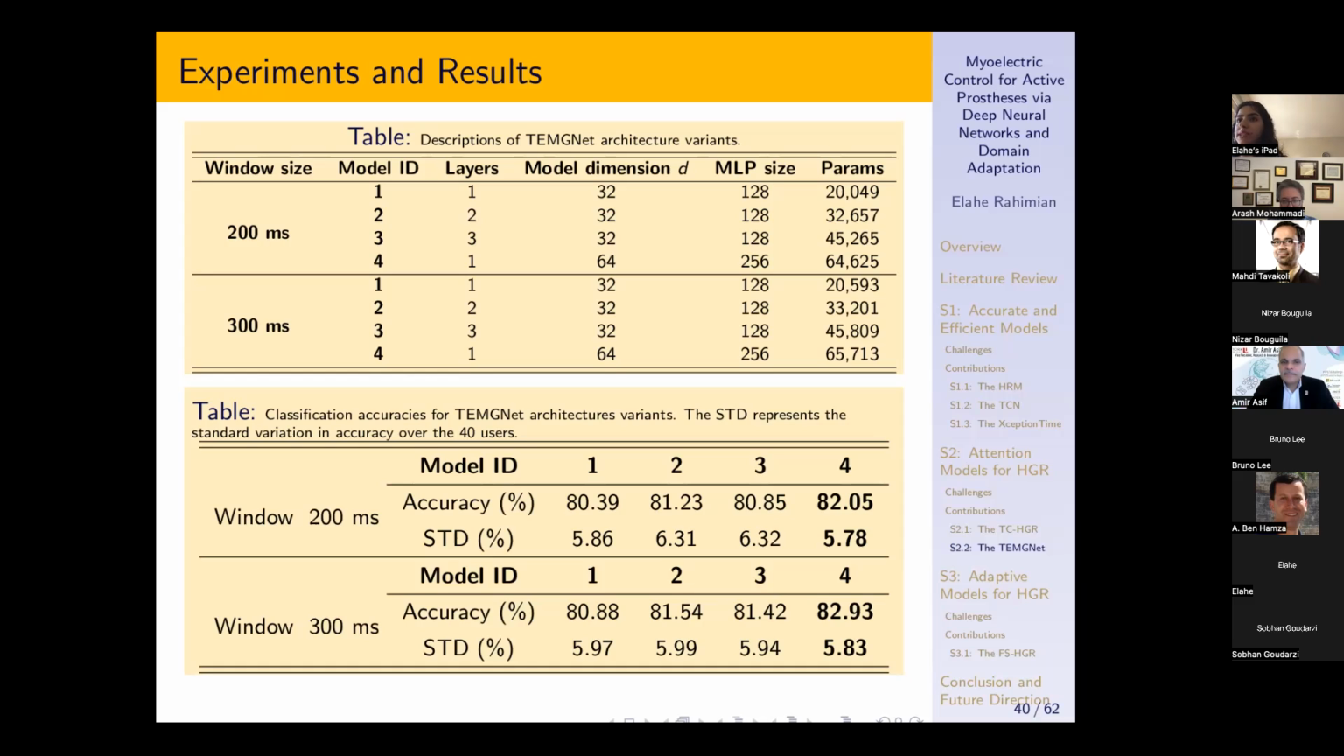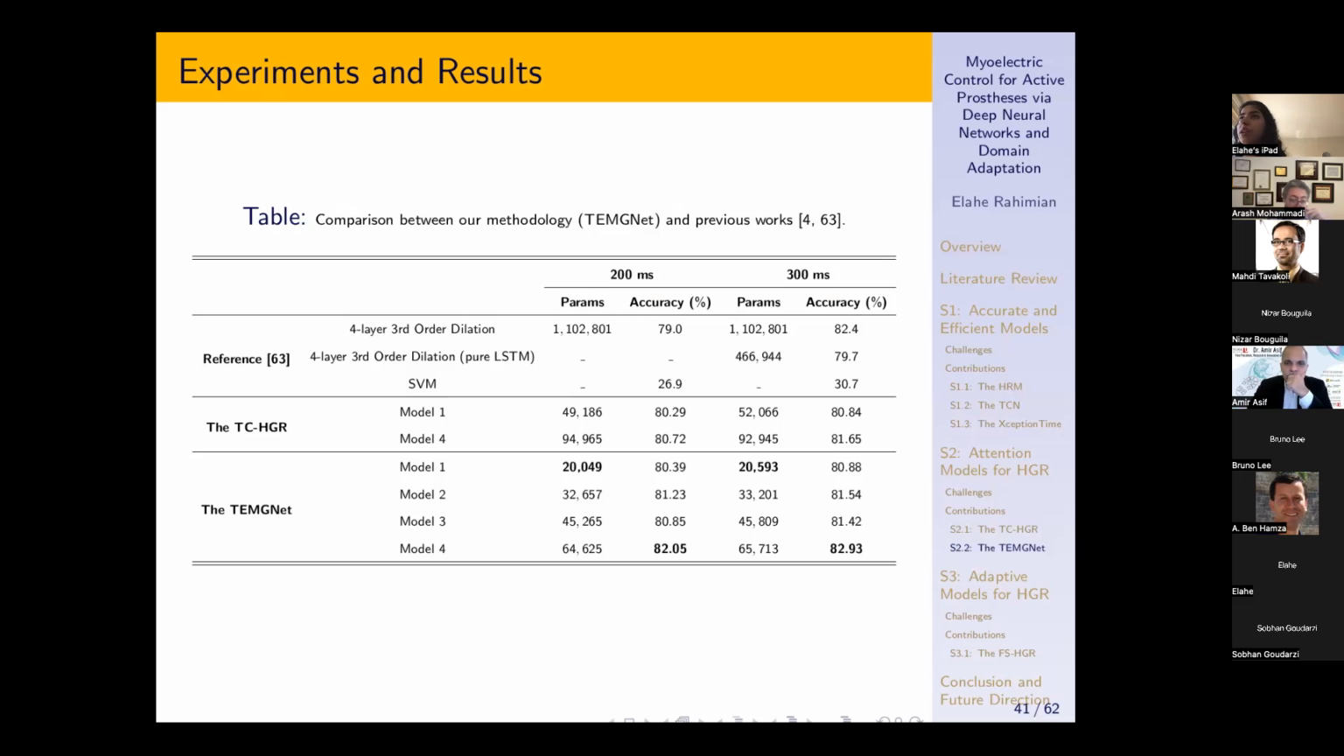Here again, we report the result for 2 window sizes. The first one is 200 milliseconds and the second one is 300 milliseconds. By increasing the window size, it means providing more information, so we are improving the accuracy. Here we compare our method, which is TNG-net, with the previous works. One of these works is our previous architecture, which was based on attention and temporal convolution. And the other works are based on LSTM, dilation LSTM, and one of them is STM. So here we can see that we achieved a good accuracy with the least number of parameters.